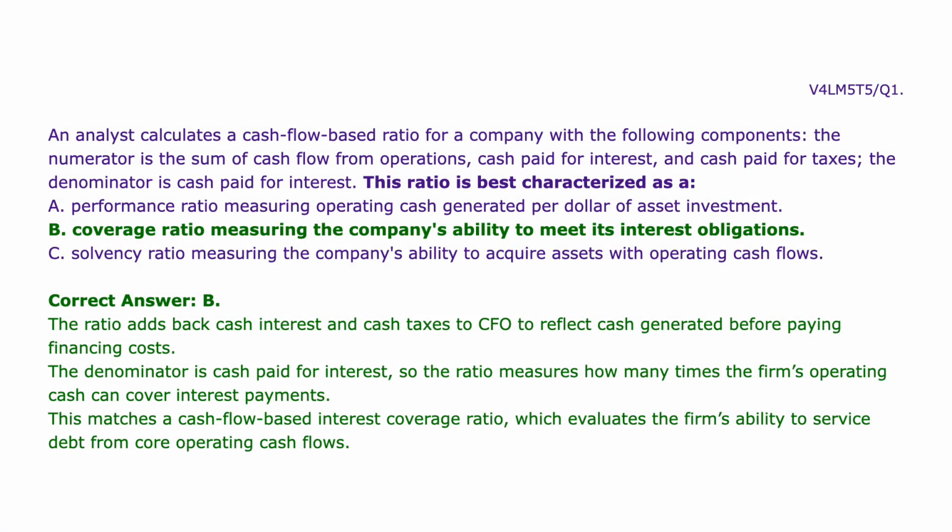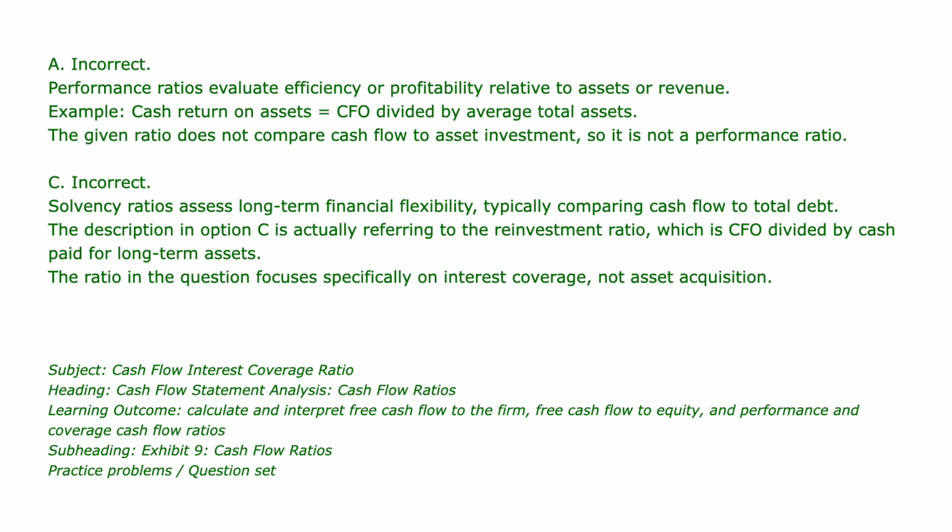The ratio, which adds back interest and taxes to CFO, measures how many times operating cash can cover interest payments. A, incorrect. Performance ratios assess efficiency or profitability, but the given ratio doesn't compare cash flow to asset investment. C, incorrect. Solvency ratios assess long-term financial flexibility, not reinvestment ratios.